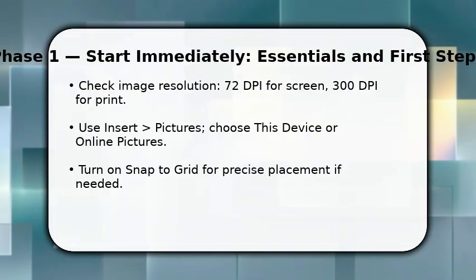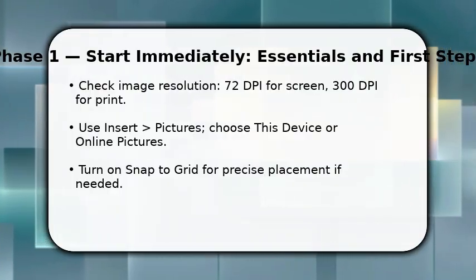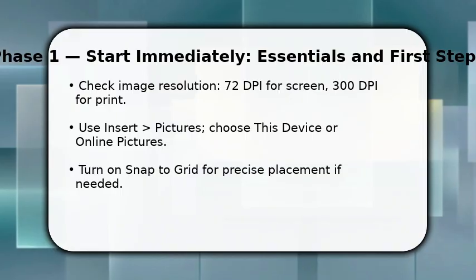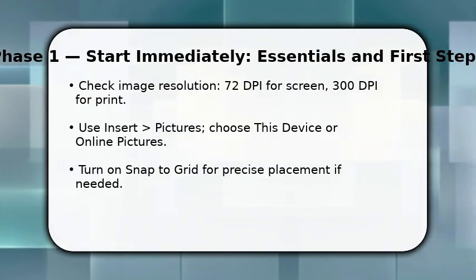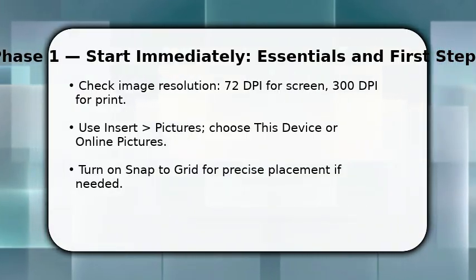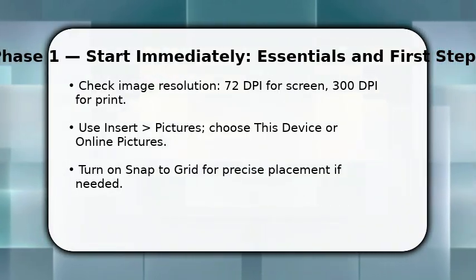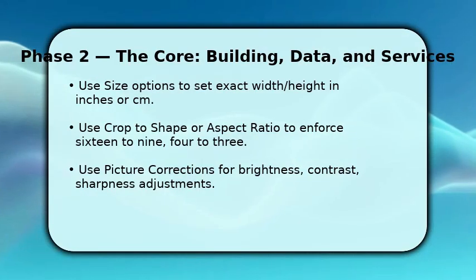Once done, toggle Snap to Grid for cleaner alignment, and use Format Picture to name the object for easy selection later. This prevents accidental rearrangement while you proceed to corrections. You now refine the image.